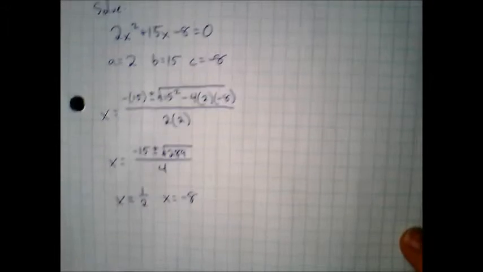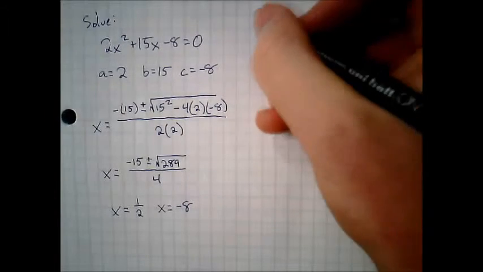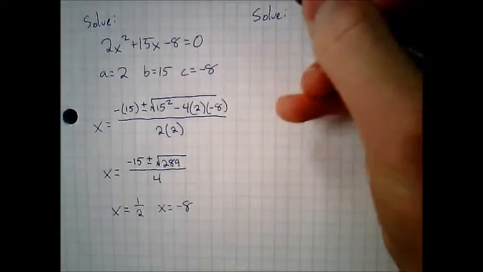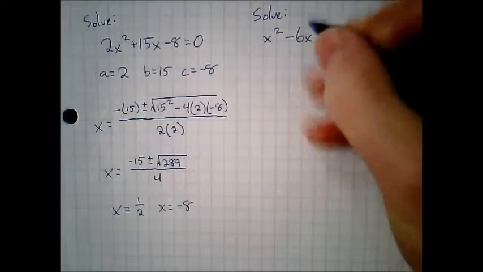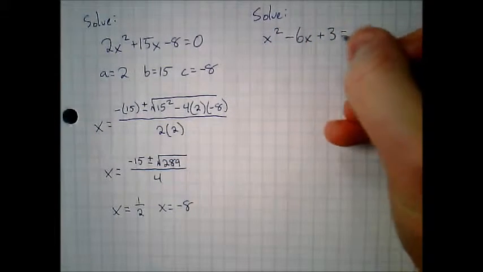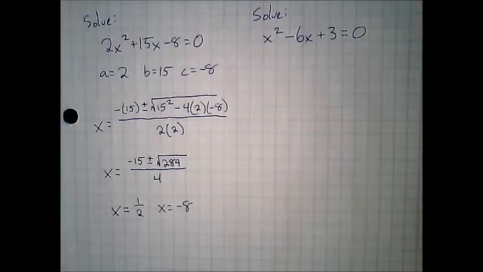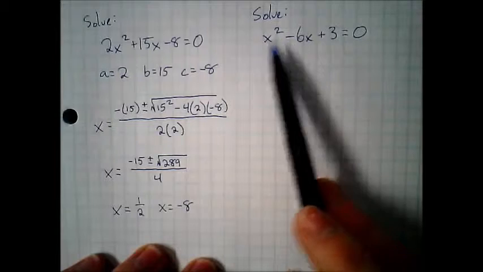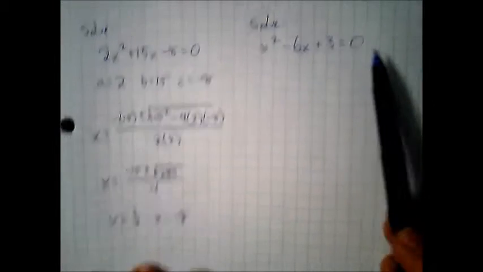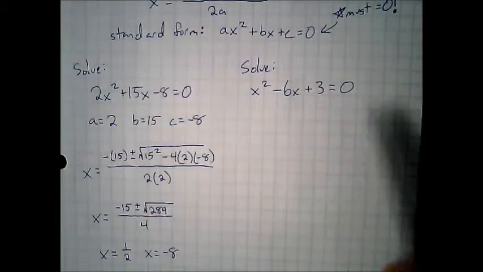Okay, so let's do one more together before you try one on your own. So let's say we want to solve x squared minus 6x plus 3 equals 0. Okay, again, we notice this is a quadratic equation because we see this x squared term. The next thing we want to make sure is, does it equal 0? Because it must equal 0, and yes, it does equal 0.